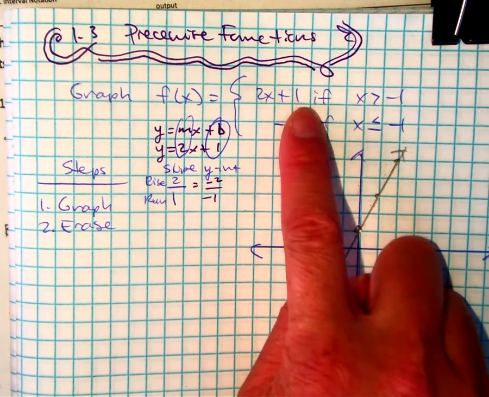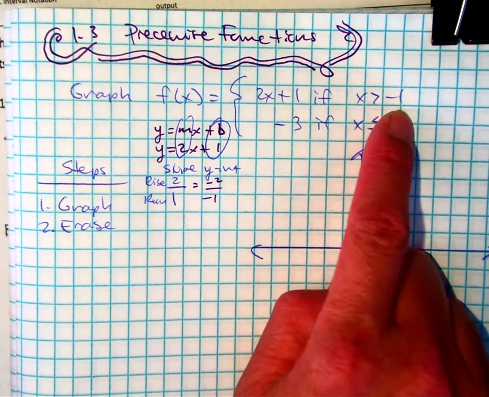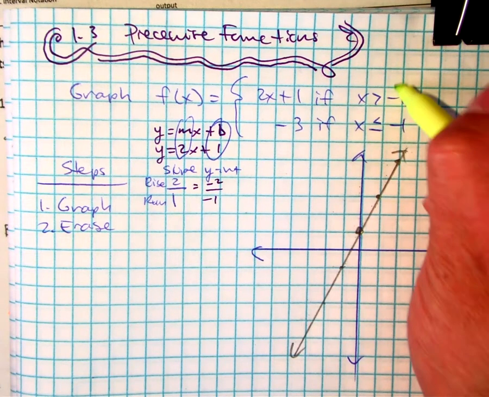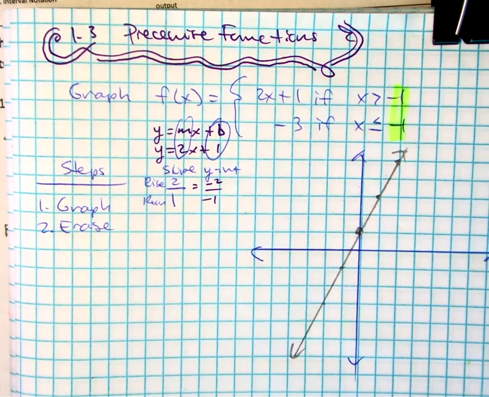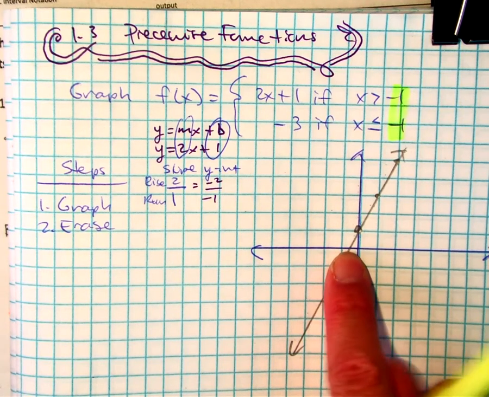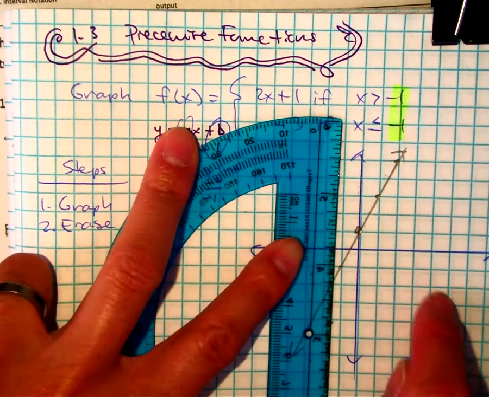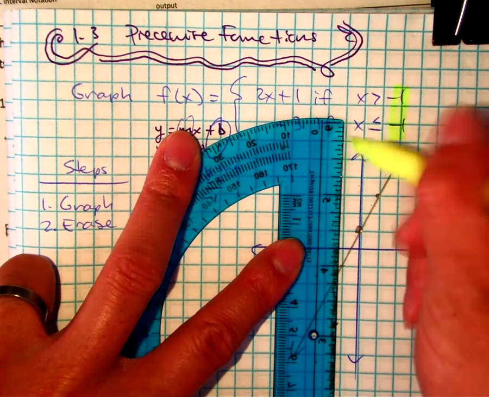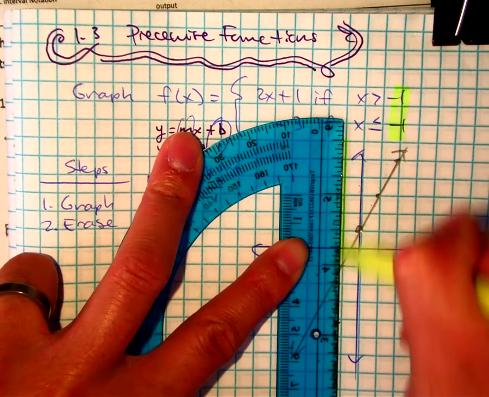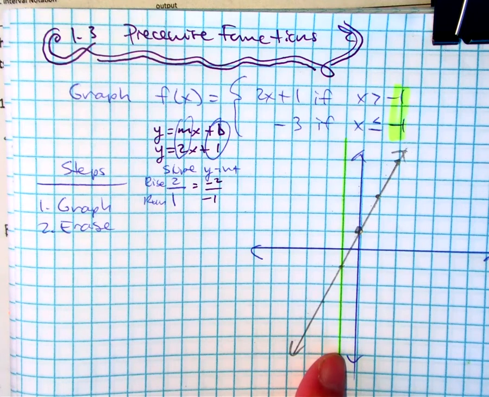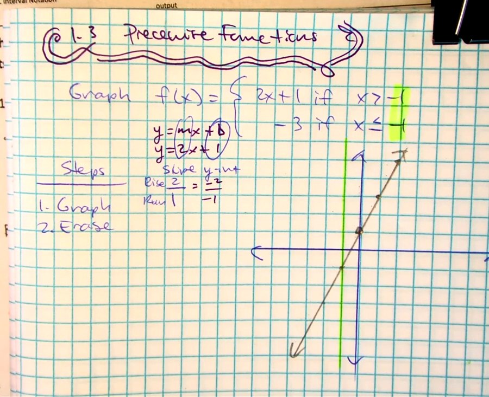Now, it does have a restriction. It says if x is greater than -1. So I'm going to highlight this -1 here, and I'm going to go to where x is -1, which is right here, and draw this boundary. Everyone say boundary. This boundary is not an asymptote. It is not a vertical line. It's not part of the graph. It's just a visual of where a graph can and cannot go.